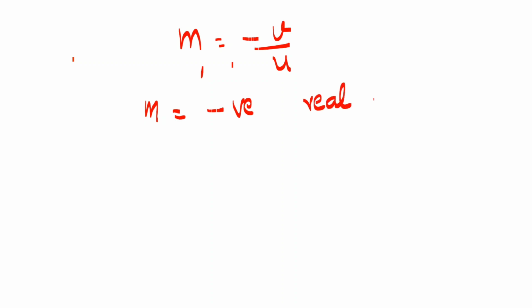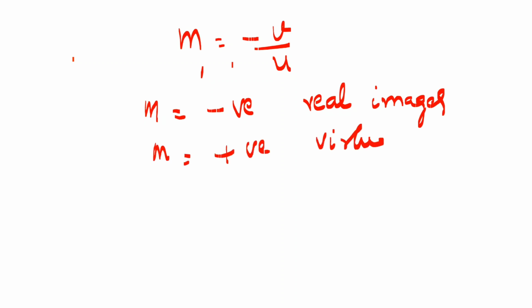Now coming to here, this m is equal to minus v by u, as we got. This m is negative in case of real images, and this m is positive in case of virtual images. So this we have to remember.